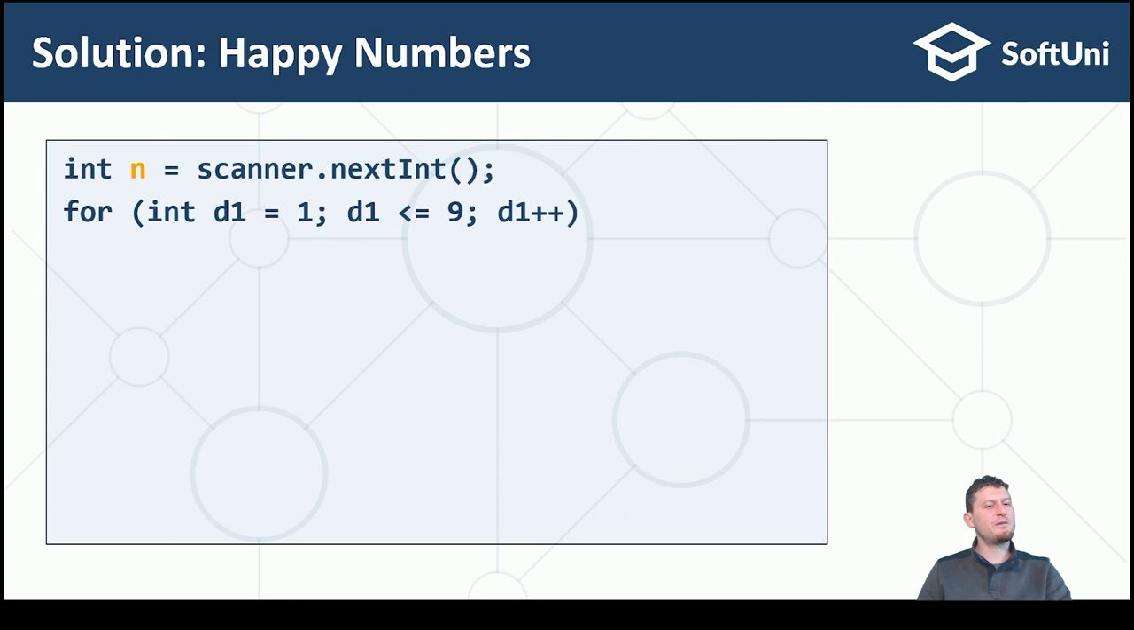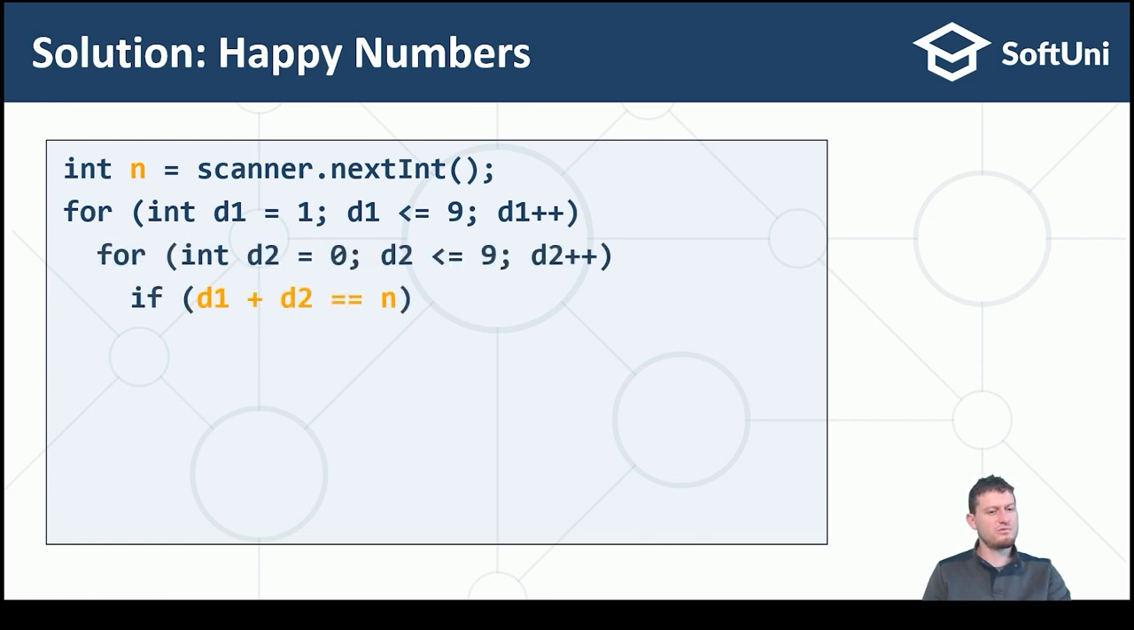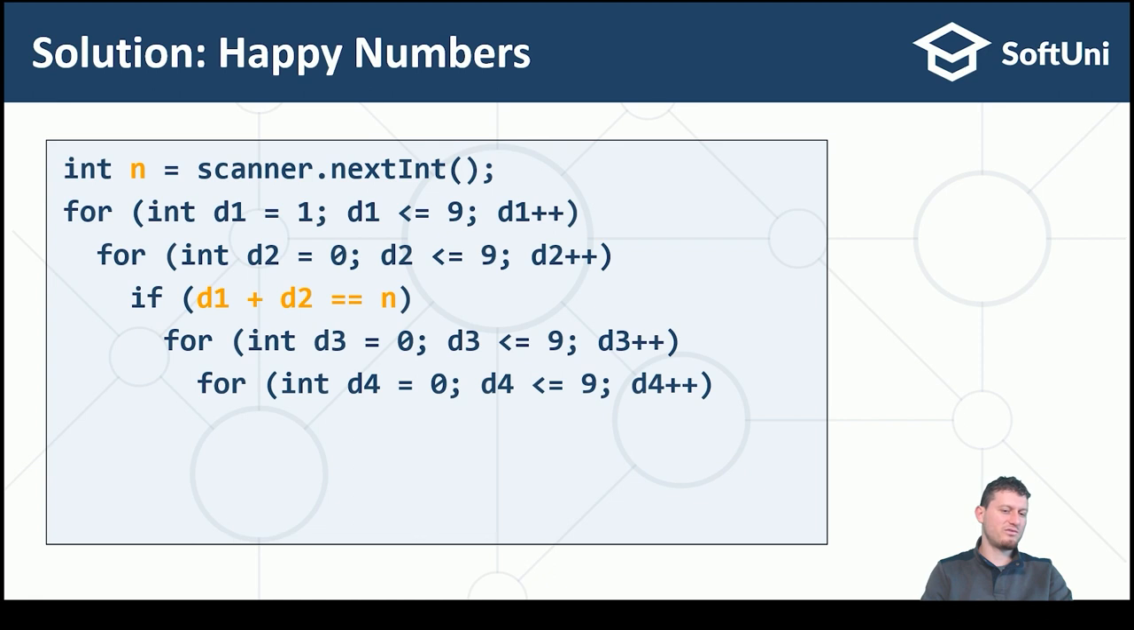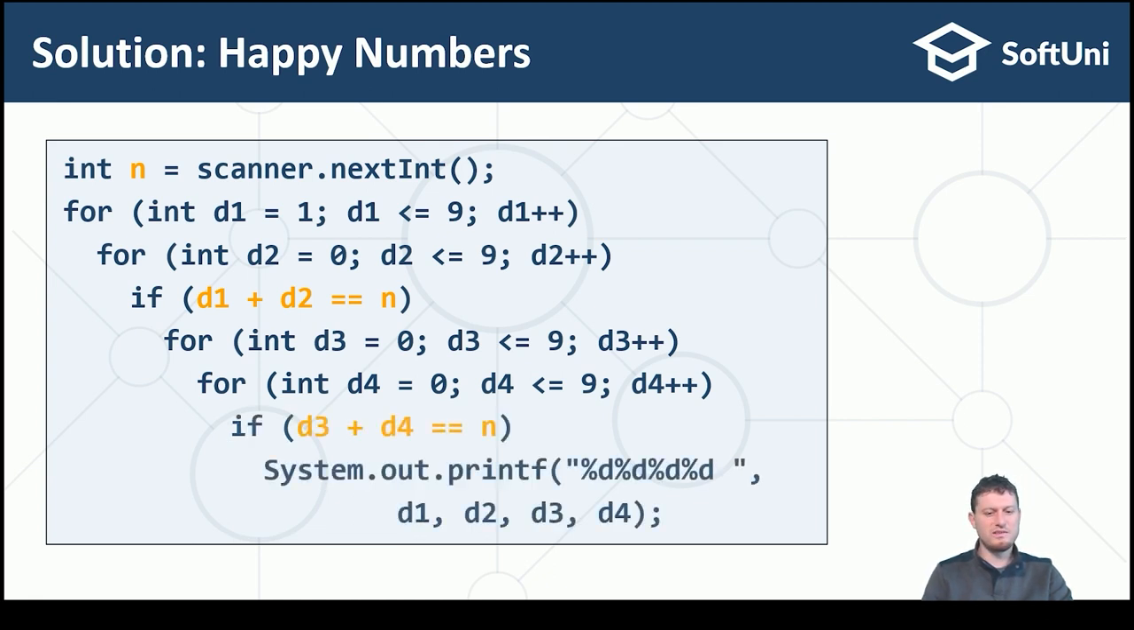It is exactly the same solution. The first digit is from 1 to 9. It cannot be 0, because it's the starting digit. The others can be from 0 to 9. I check the first two digits, then I try the next in the nested loop, the third and the fourth digit, and I check whether they are correct, and finally I print the next happy number if I have it. So this is very similar to my solution.